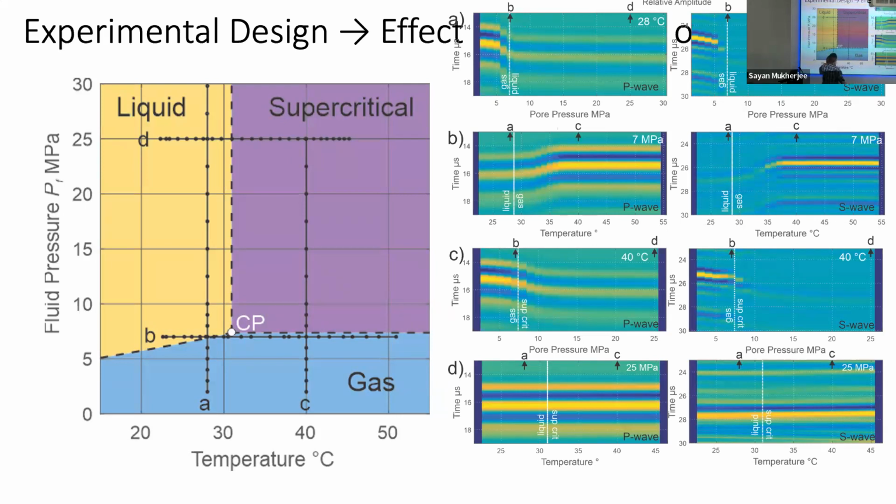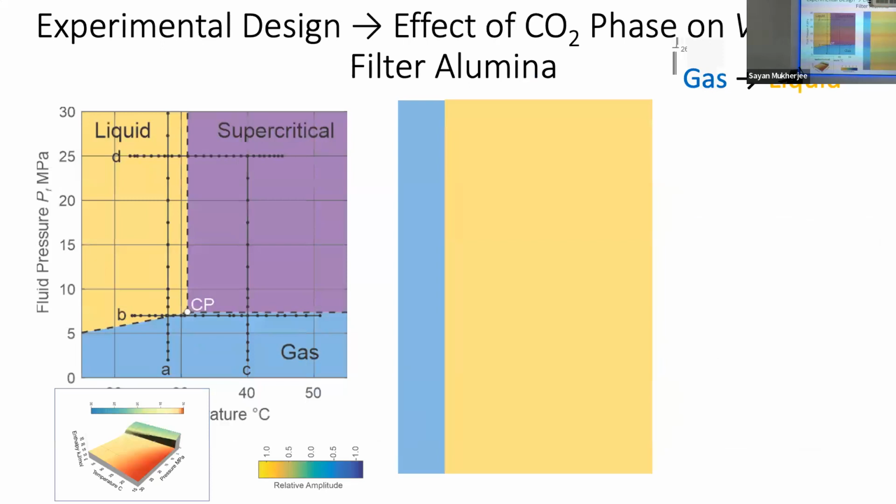Here's our phase transformation. Here's the lines where we basically changed the conditions on the rock. And we just went around the critical point of CO2. And I'll show you some of these data in detail. It's just some of the data that we collected. These are ultrasonic waveforms. And so let's start off here.